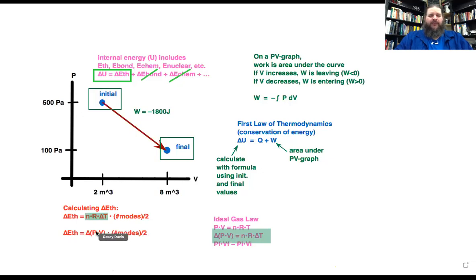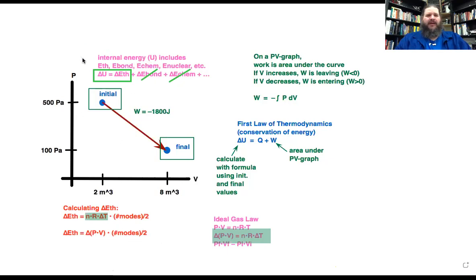This is a very useful formula because it involves pressure and volume, which we see directly on this graph. So we can calculate delta E thermal without even having to know anything about the temperature or how much of the gas there is. All we need to know is the initial pressure and volume and the final pressure and volume. And we also need to know the number of modes. So that's going to have to be either given or maybe you have enough other information that you can find it. For instance, if we knew delta E thermal and initial pressure volume and final pressure volume, we could solve for the number of modes.